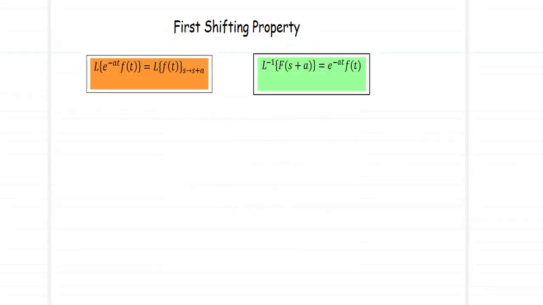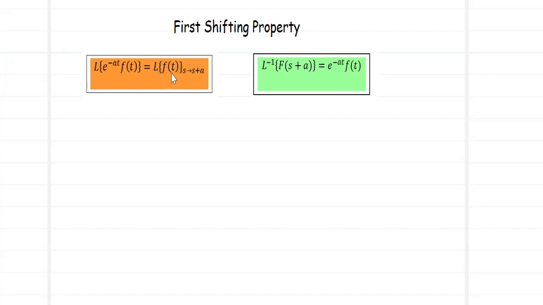The first property we will be seeing is our first shifting property. What do we know about the first shifting property? Laplace of e power minus at into f of t is nothing but Laplace of f of t, where the variable s is replaced with s plus a. So whenever we have an exponential function as a product with any other function, the exponential shifts all your s to s plus a in the Laplace formula.